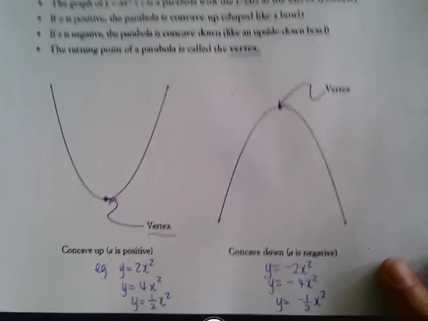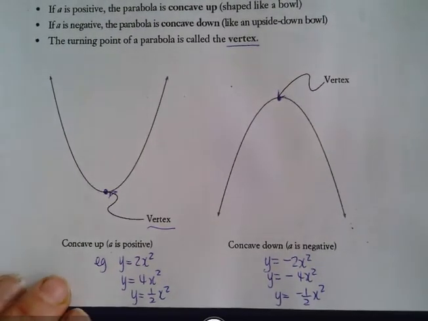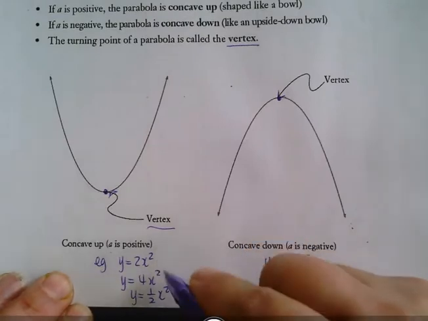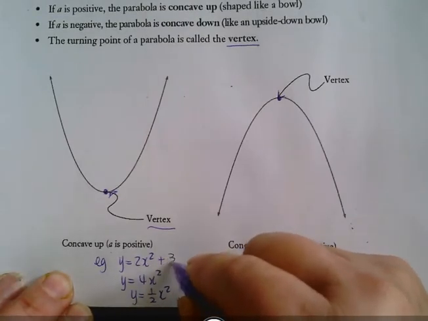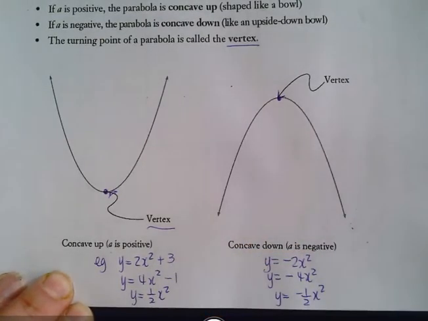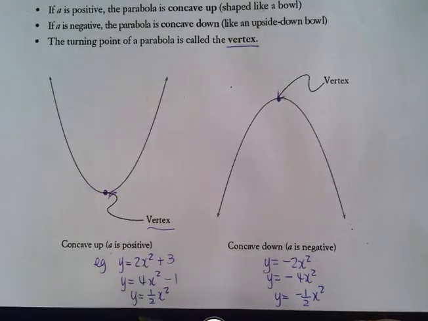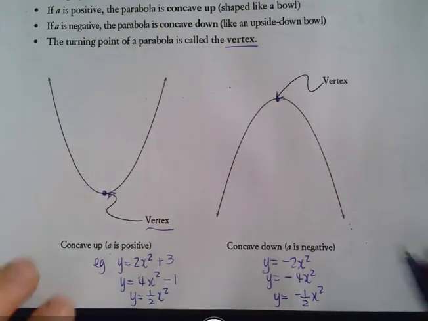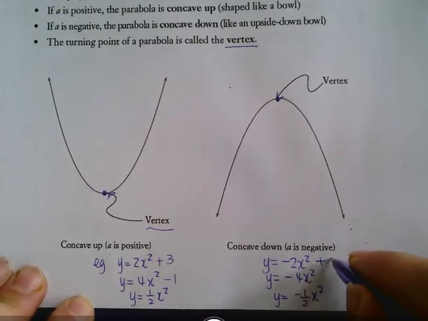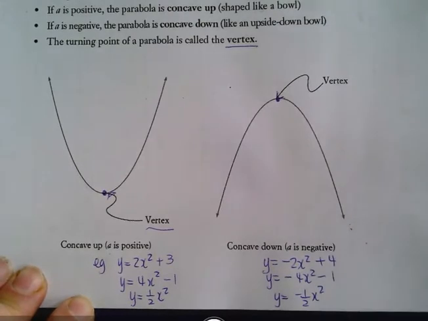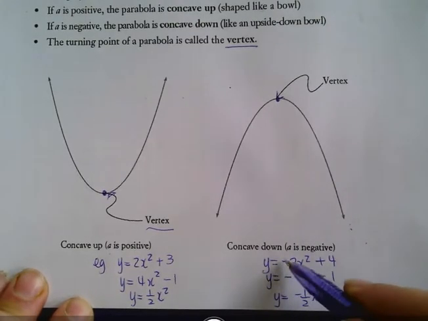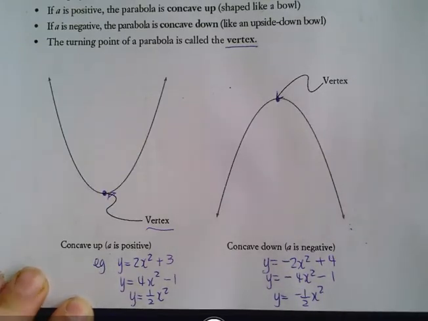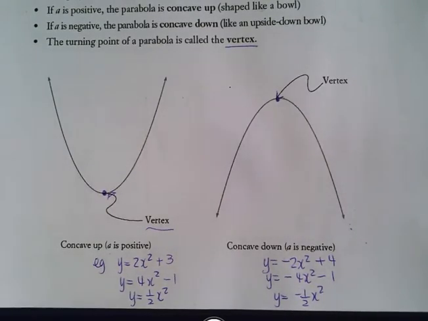So that's the vertex. Now, there is no reason why I can't add numbers onto these. I can go +3, I can go -1, it doesn't matter. Concave up is if the number in front of the x squared is positive. I can have nothing on the end. That's my +c on the end. I could have +4, I could have -1, it doesn't matter. As long as whatever's in front of the x squared is negative, it's concave down. Okay? Now, we're going to do investigations on those now.